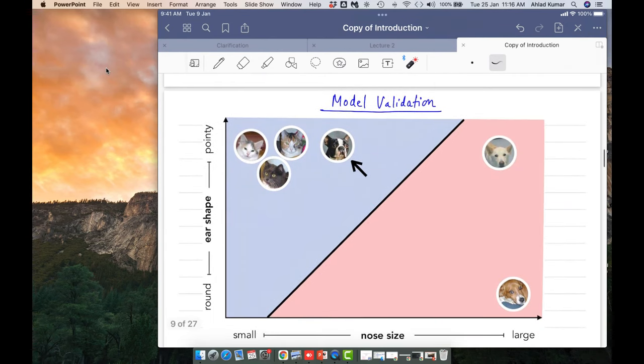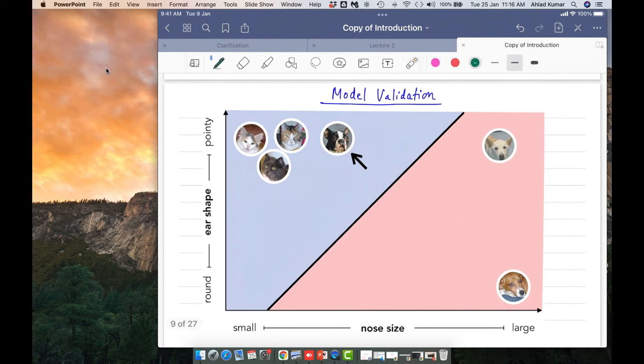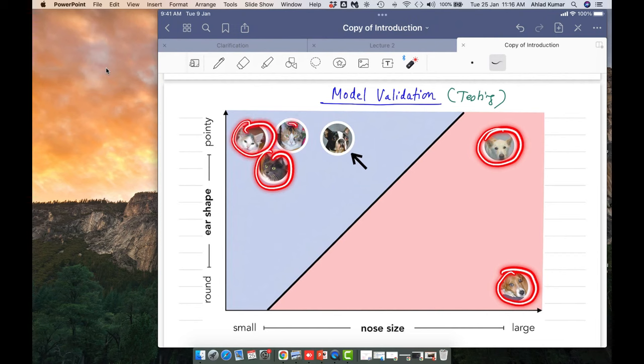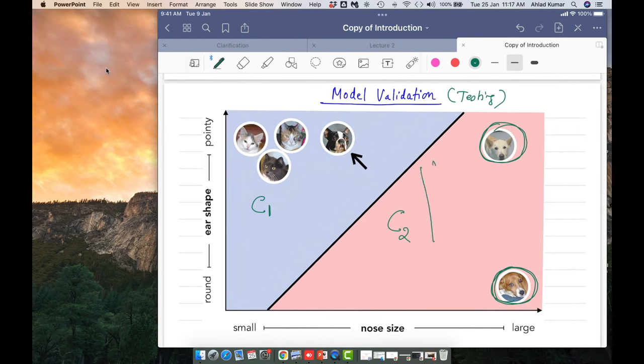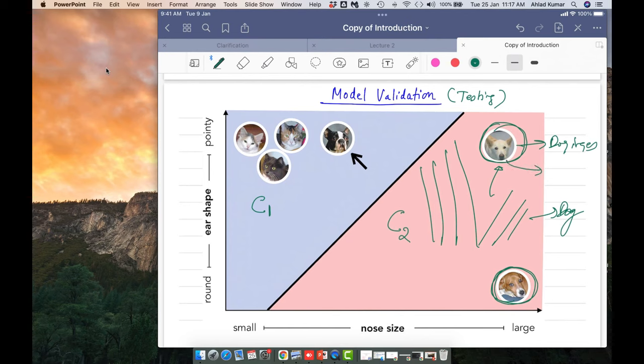Now this is an example showing you the testing phase, or model validation or testing. We are putting these images here. All the images shown over here are testing images. If you put this image, what will happen? Based on the nose size and ear shape, this image is residing in this region. Same, this image is residing in this region here. This region is class 2, and this region is class 1. Since this complete region is for dogs, if your image is lying here, then this is a dog image. So your machine learning model will detect that this is a dog image with some probability.